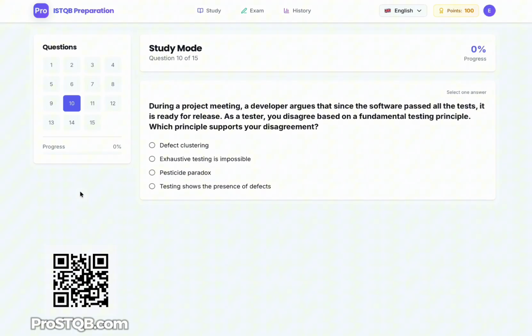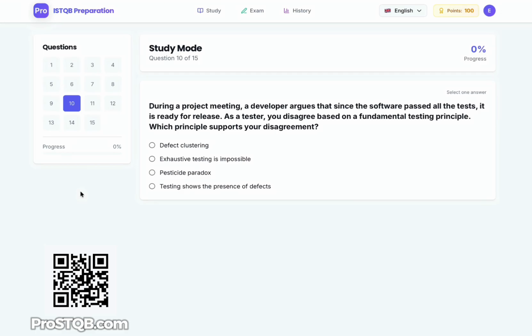Don't jump straight to the answer. First, look at what the developer is actually saying. The software passed all the tests. Therefore, it's ready for release. That sounds reasonable until you notice the hidden assumption. The assumption is: all tests pass, so there cannot be any defects left. And that's the mistake. Let's check the options.